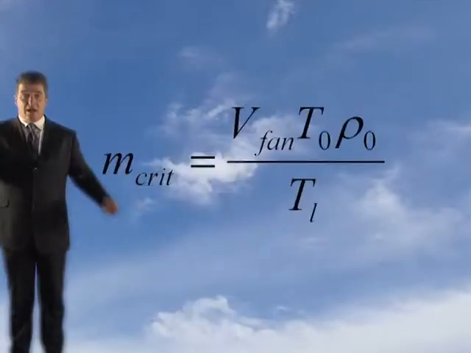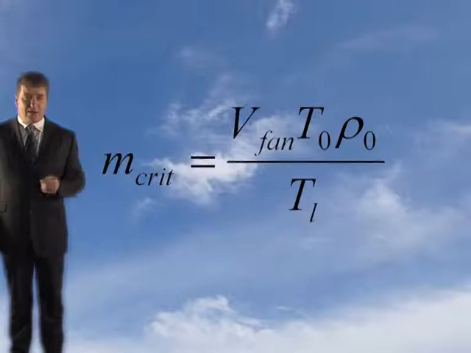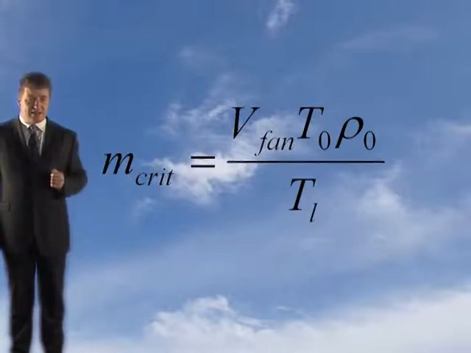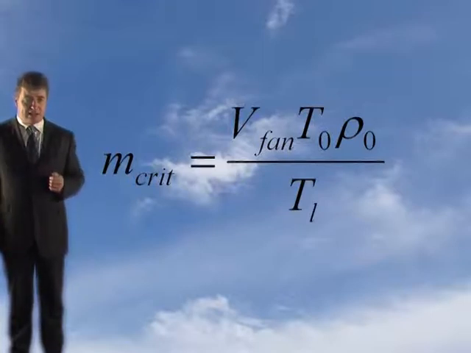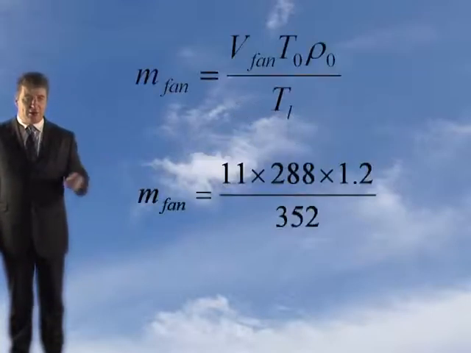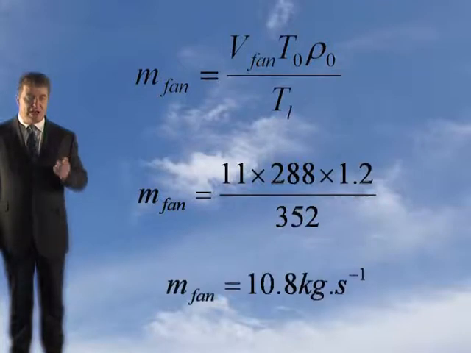You've got to convert it from a volumetric flow rate into a mass flow rate to compare it with your MCRIT. This is your formula here: M fan equals V fan times your ambient temperature times your ambient density divided by the temperature of the gas layer. If you put those in, you'd have got an M fan of 10.8 kilograms a second. So that's how much smoke is leaving each fan, 10.8 kilograms a second. Well, this is clearly less than the requirement for plug holing. So what you're going to say is plug holing is not likely to occur.